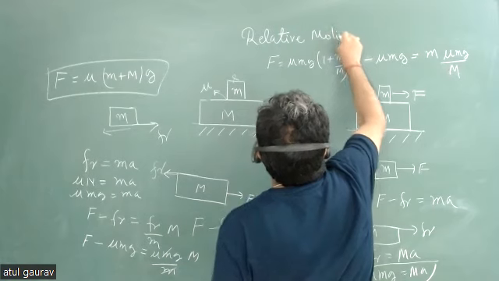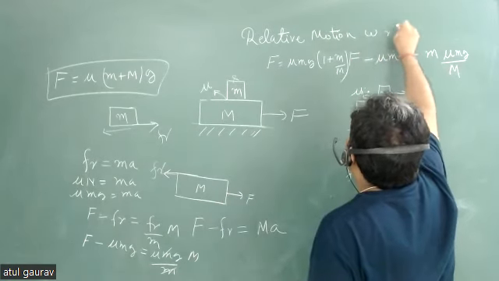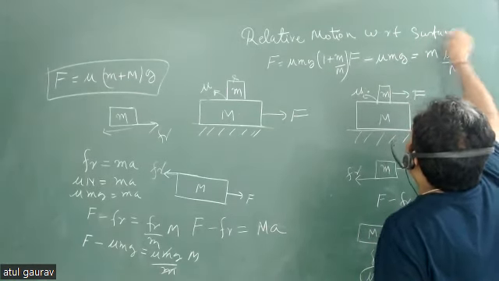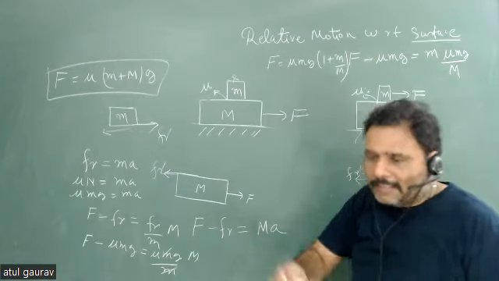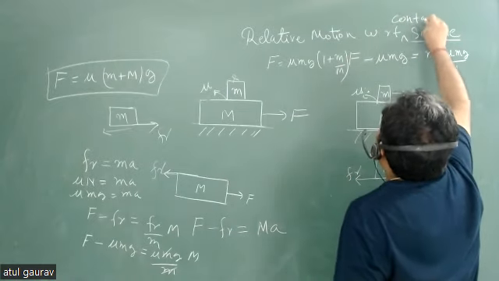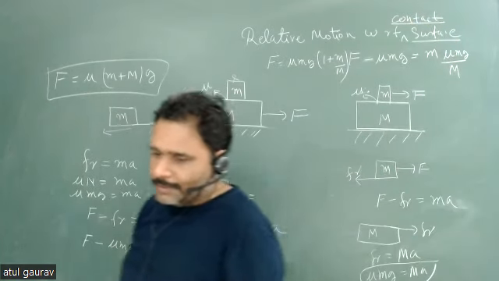Relative motion with respect to surface. Are you getting my point? जो contact surface, उस पे surface ही हटा दो, contact surface. Contact surface, ये दिमाग में रखना है आपको. समझ पा रहे हो?